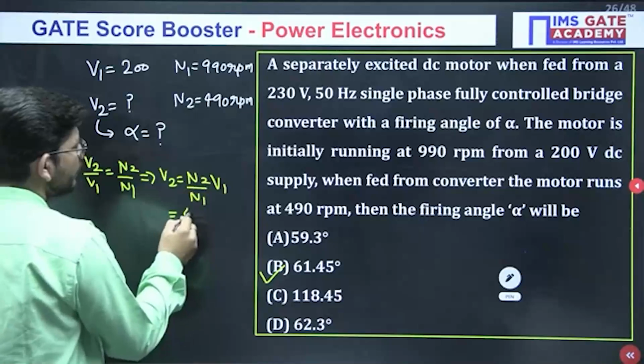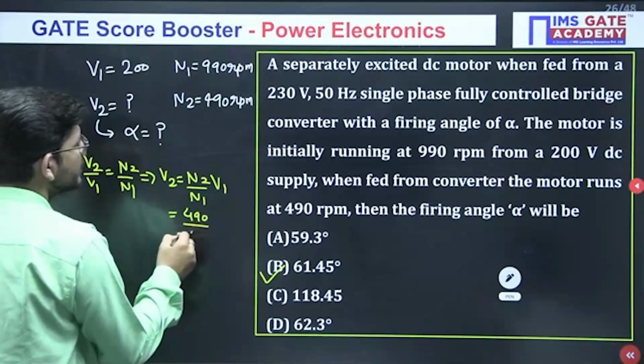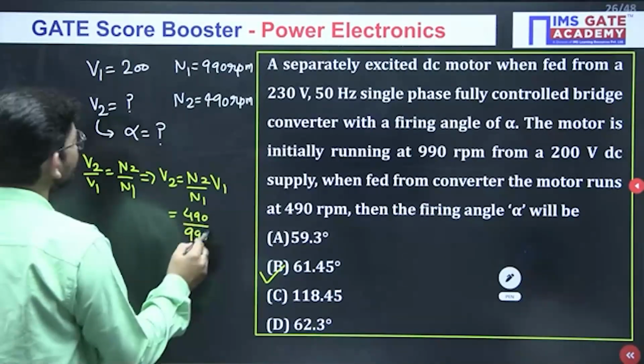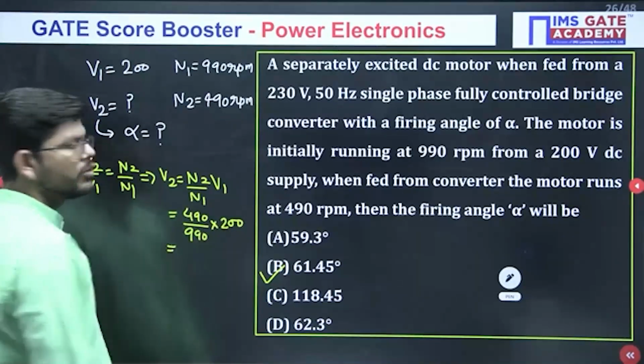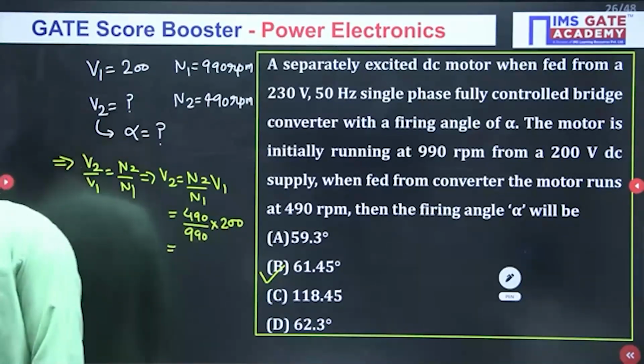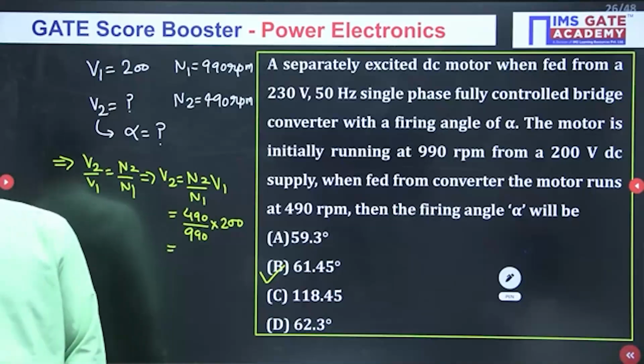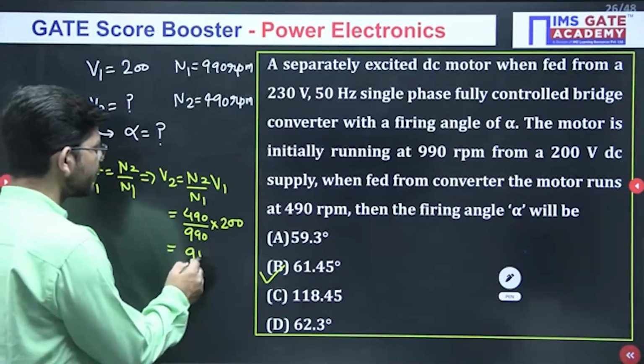So N2 is 490, N1 is 990, V1 is 200. From here you will get the value of V2. How much are you getting? 98.98. Okay.